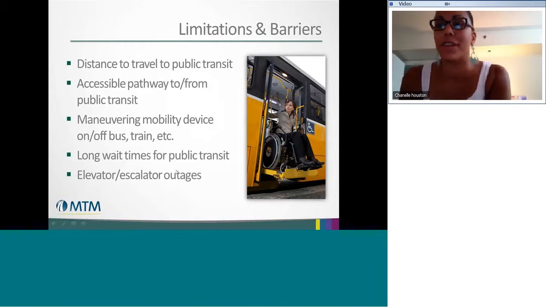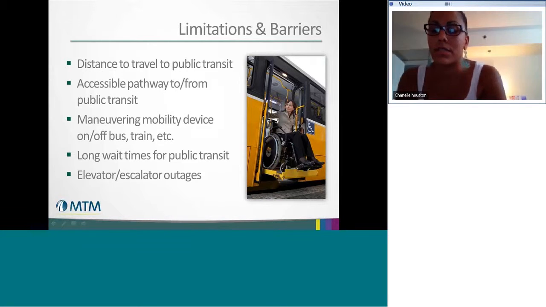Hello, my name is Chanel Houston, and I am a peer mentor at the National Rehabilitation Hospital in Washington, D.C., and I'm going to go over some limitations and barriers for persons with disabilities using public transportation. We'll get into some details later on in the presentation. But these barriers include distance to travel to public transportation, accessible pathways to and from your public transportation, maneuvering mobility devices on or off buses and trains, long wait times for public transportation, and then also elevator and escalator outages in train stations where trains are located up or downstairs can present barriers for folks with physical disabilities. Next slide.